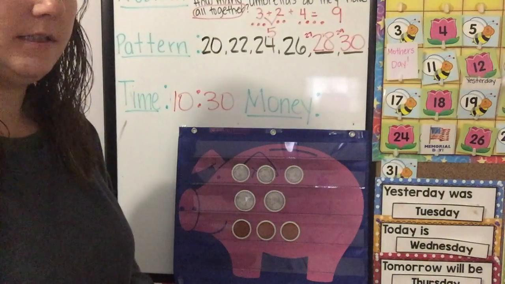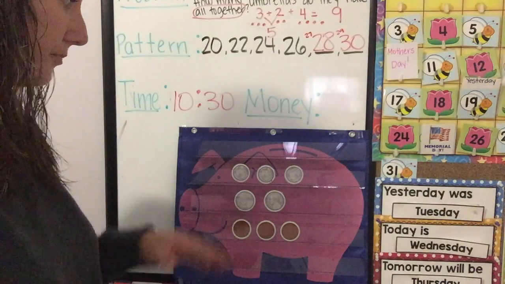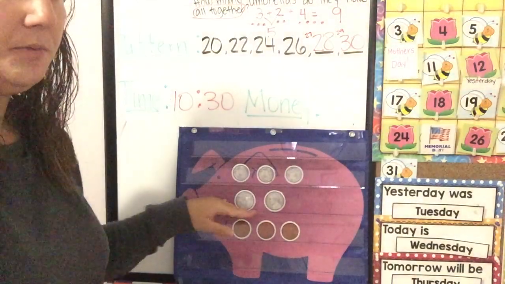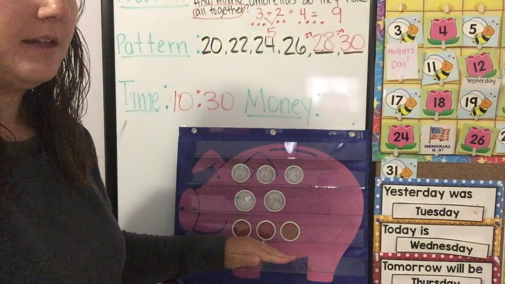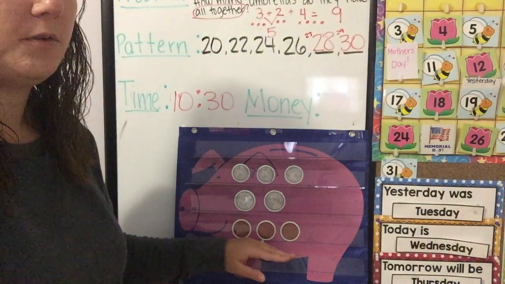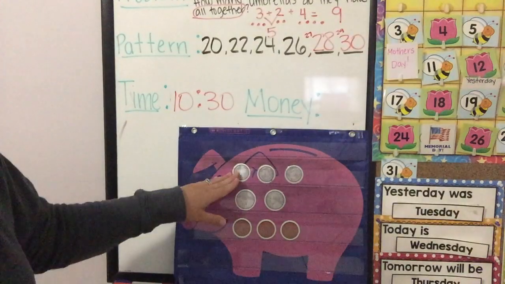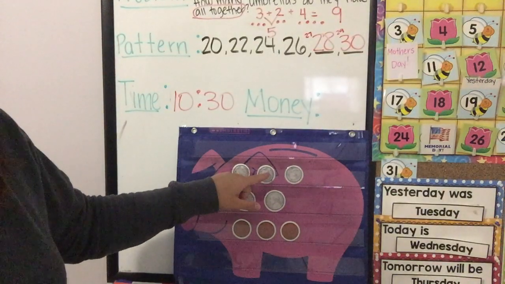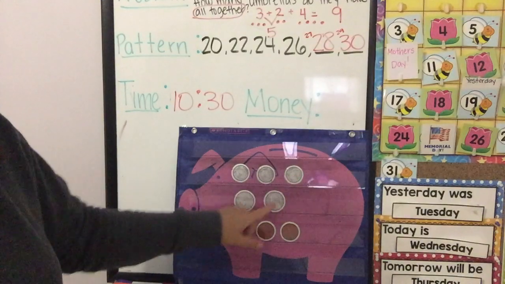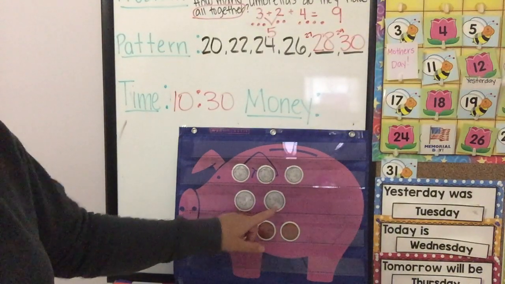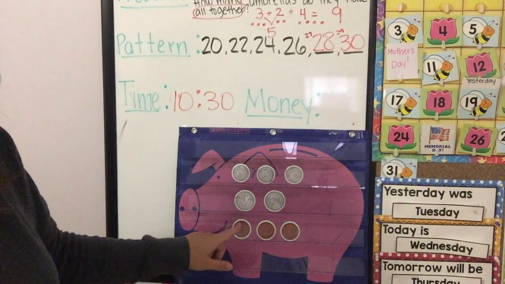They're worth 10 cents, so we're going to count them by tens. Then we're going to count our nickels. They're worth 5 cents, so we count by fives. And then last, we'll count our pennies. They're worth 1 cent, and so we'll count by ones. Okay, let's go. 10, 20, 30, 35, 40. Now count by ones.